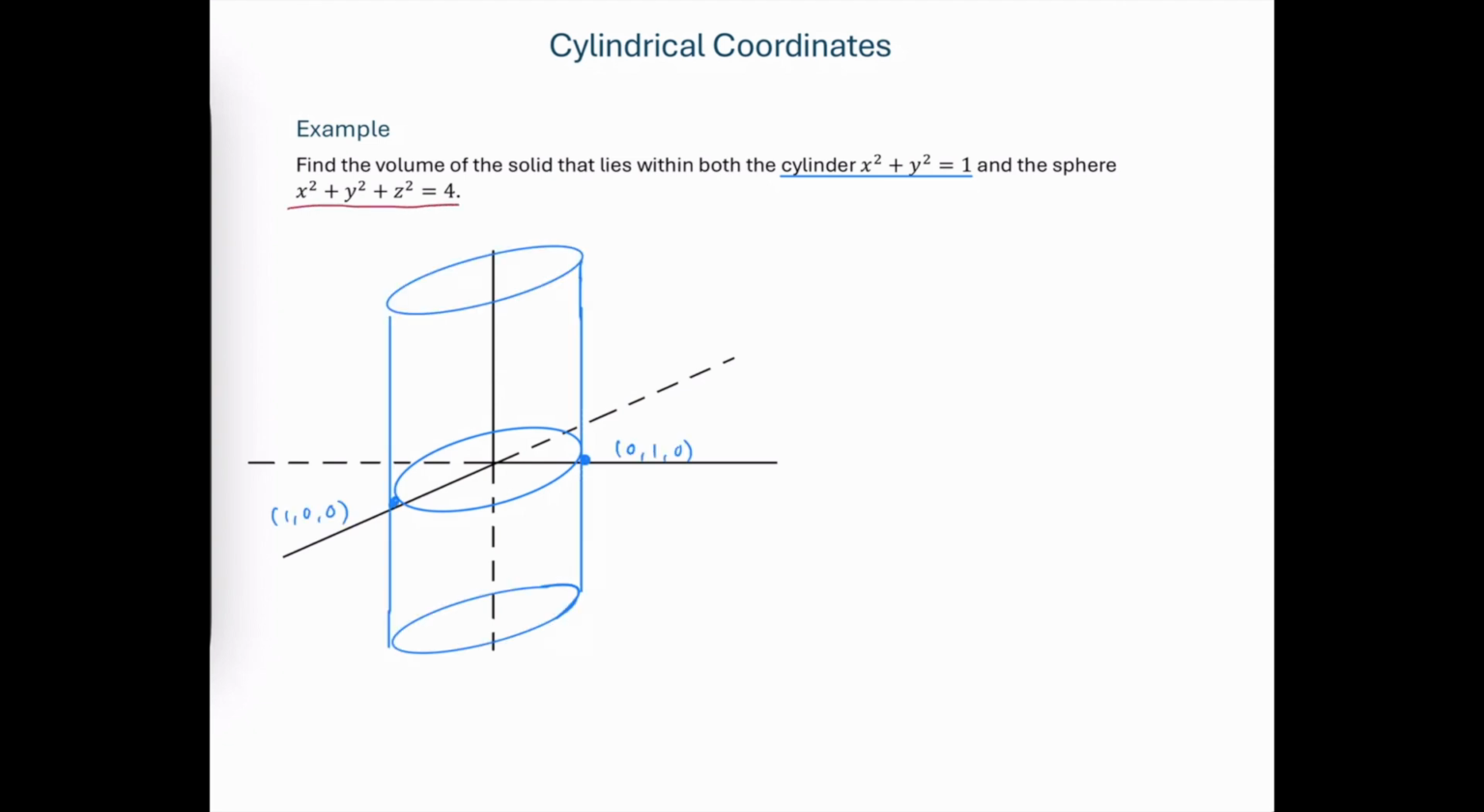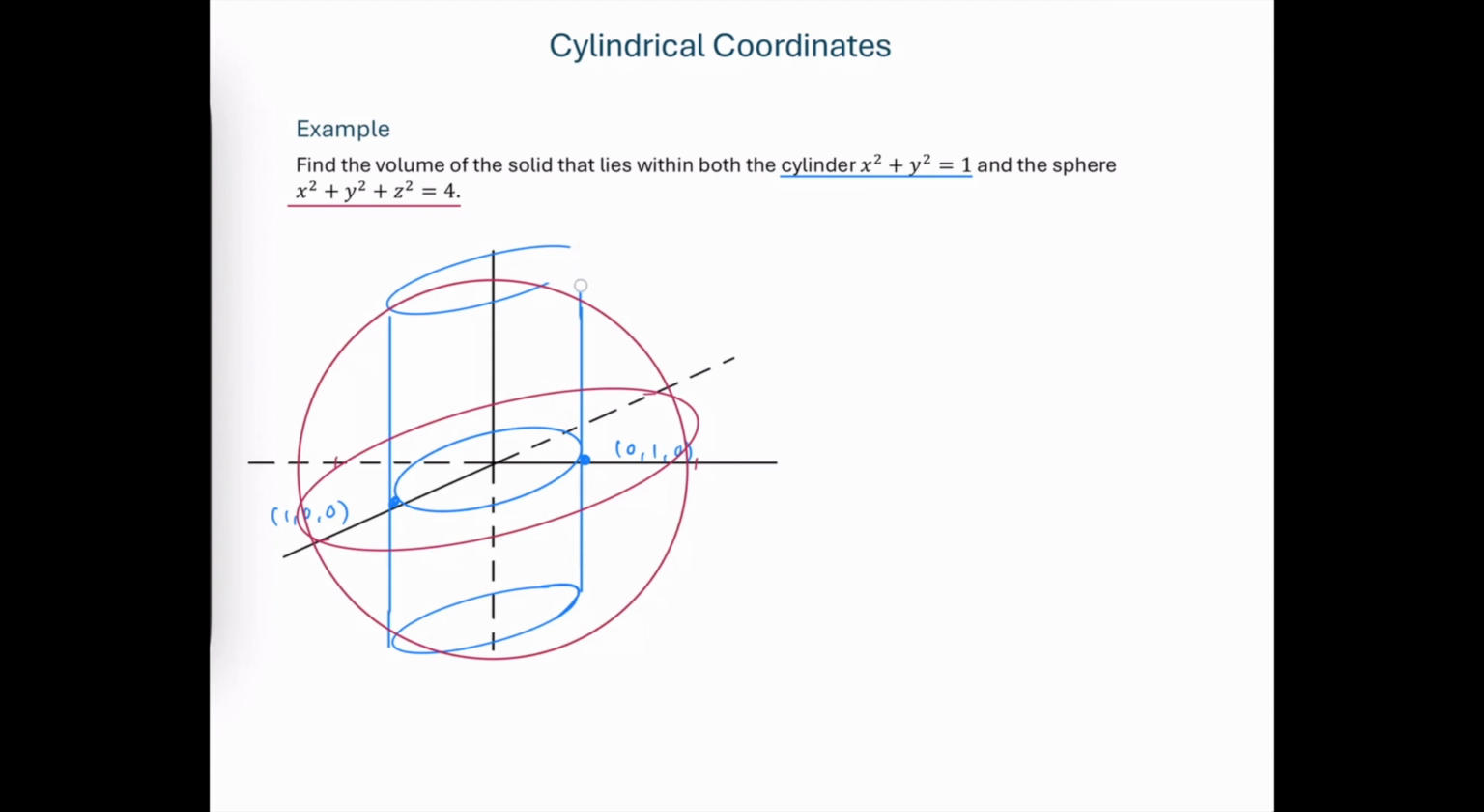And we also have a sphere of radius 2, and we're looking for the volume of the solid that is inside both of these surfaces. So it looks like our sphere is going to chop this cylinder off and become the ceiling function. The cylinder would keep going, but the sphere now becomes the top. And similarly down here, the sphere becomes the bottom.